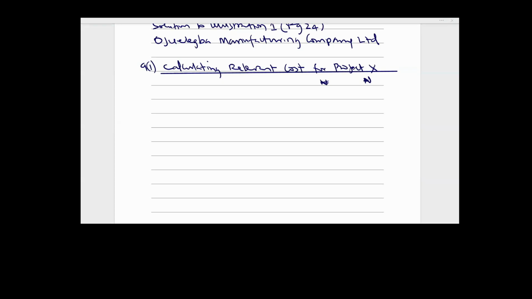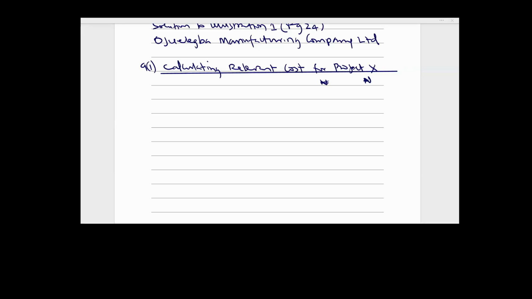We'll be reading paragraph by paragraph. So we are told that Uju Elegba Manufacturing Company PLC has approached you for some expert advice on Project X. You are the expert in this case. You are the management accountant. You are the one responsible. You are the one that has the requisite experience, qualification, and exposure to be able to advise management accordingly. And that's why the management has approached you.